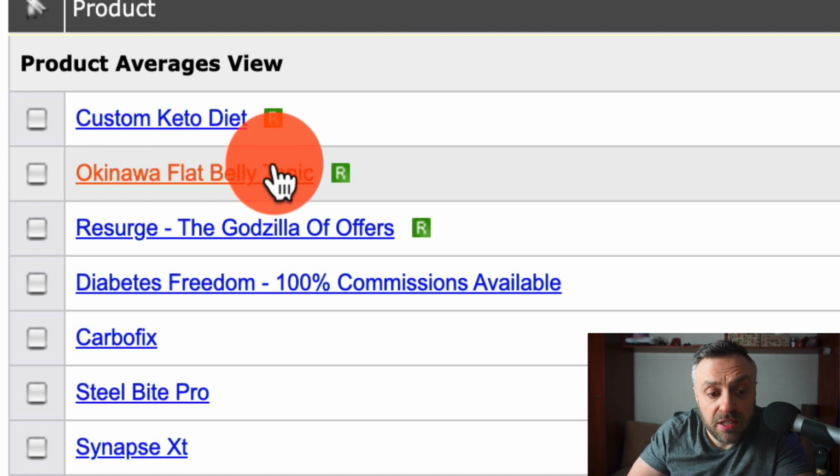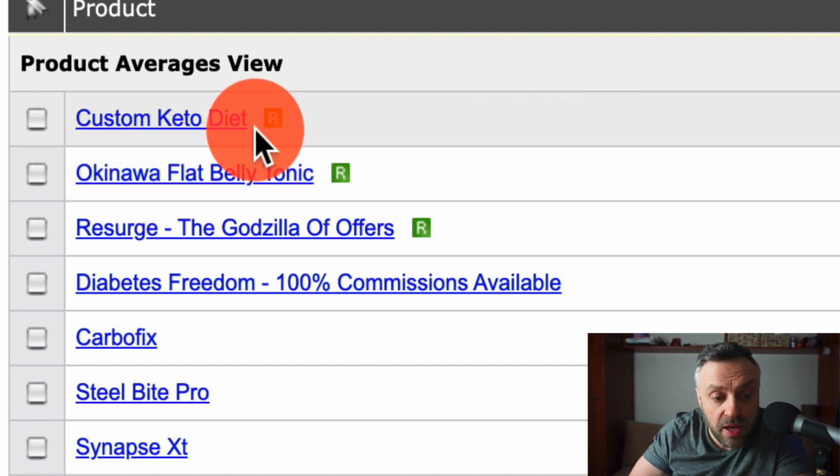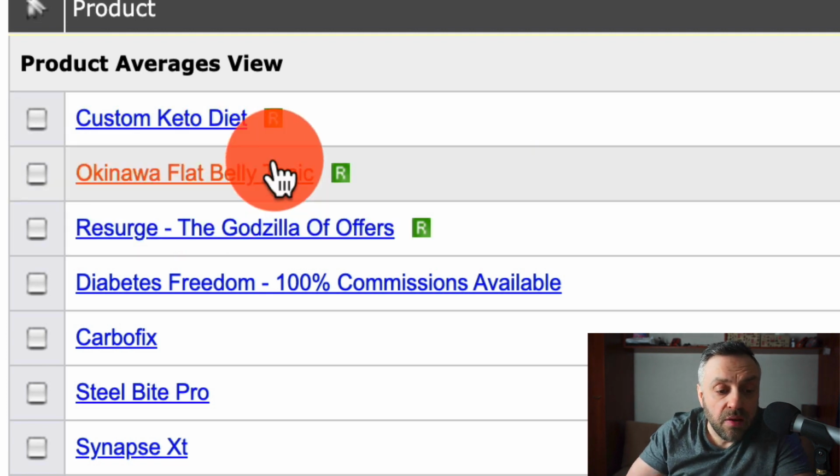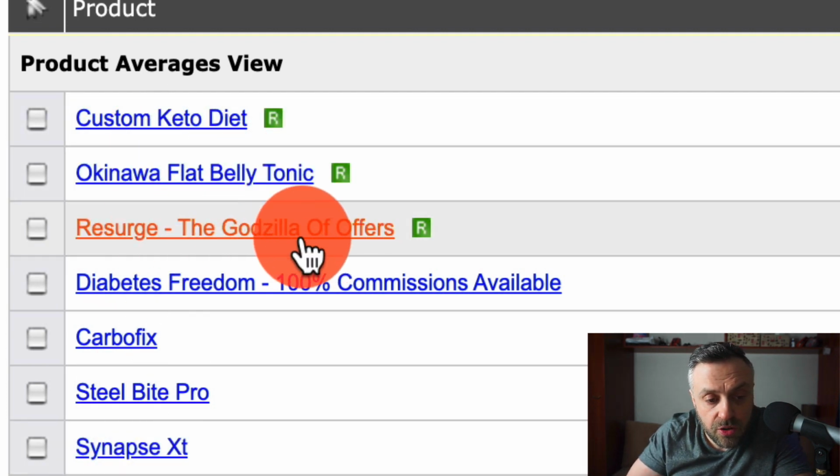Then the second one is Flat Belly Tonic, right? We have two of these offers that are health offers, okay? So you can't really go wrong with promoting a health offer. If you can find the right traffic, you can do all that. Very, very important.